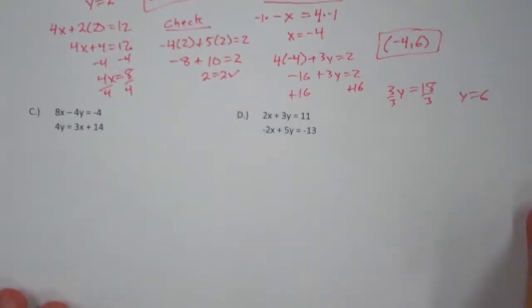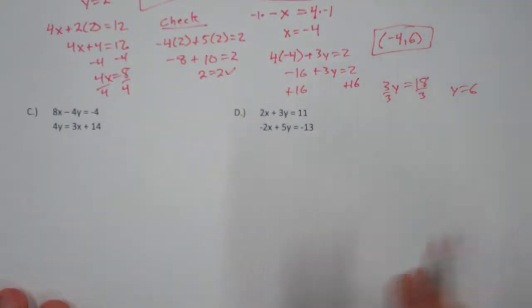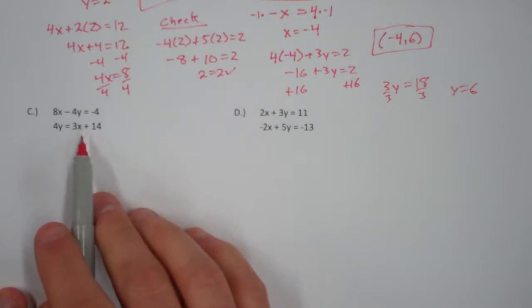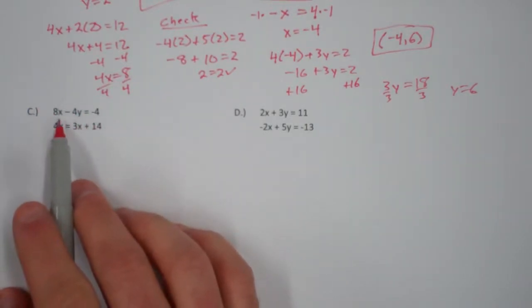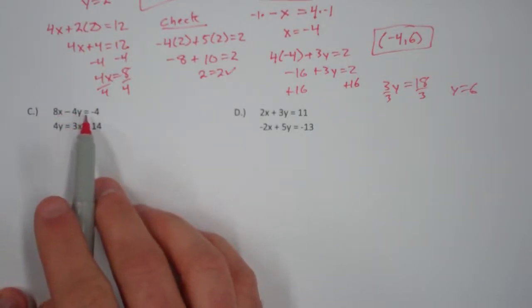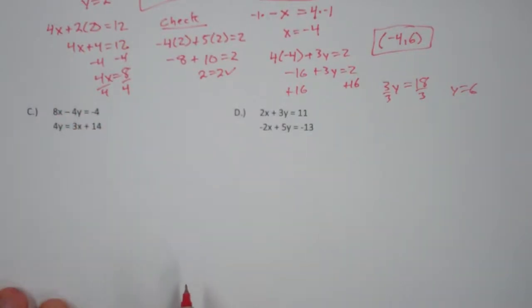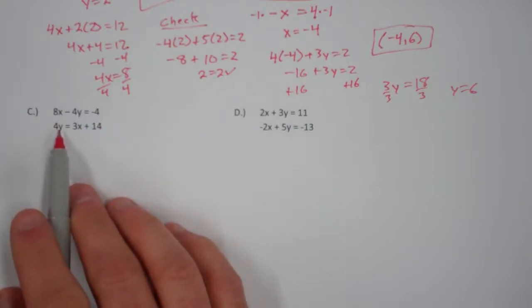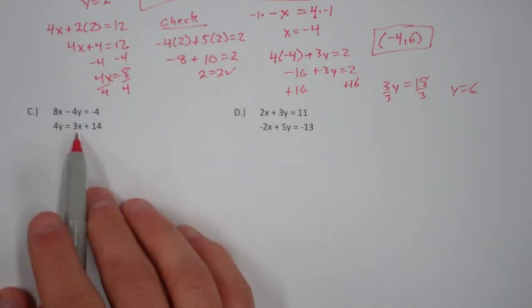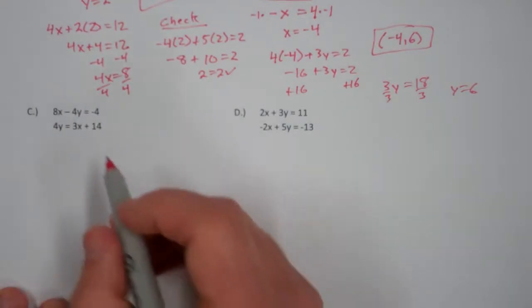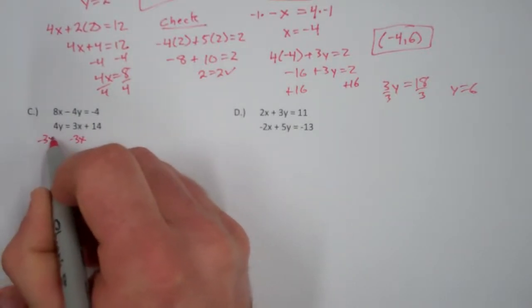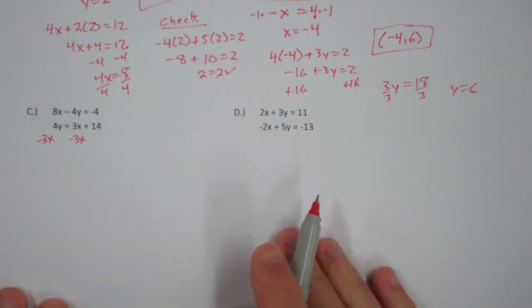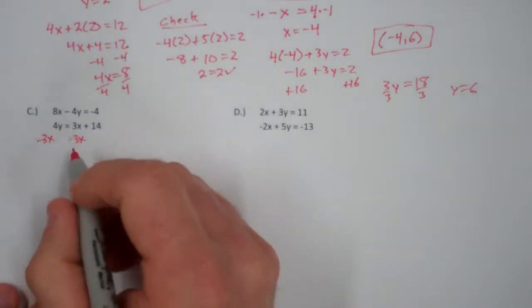We have a few more to work here, so let's try C on. C, it seems like things are not lined up very well for us. If you look at the top one, we see that there's the x term, the y term, an equal sign, and then the constant. Here we have the y term, the equal sign, the x term, and then the constant. We really want this x term to be over on the left. We can't just move it, but what we can do is do the same thing to each side of the equation, and that's subtract 3x in this case.